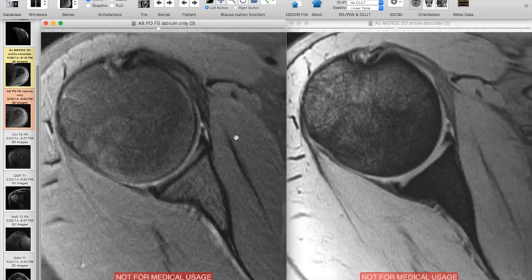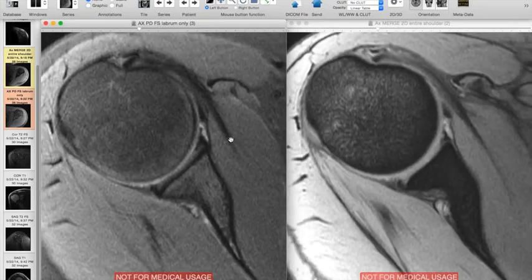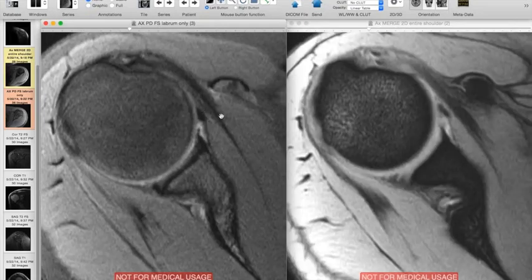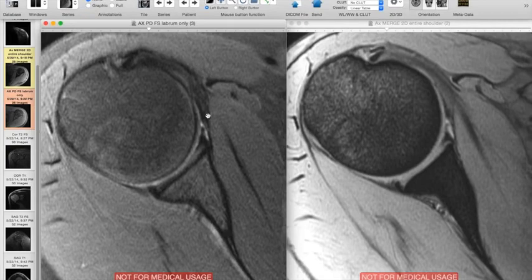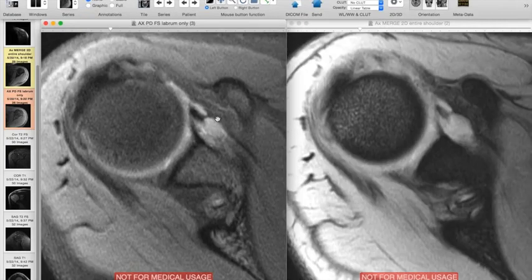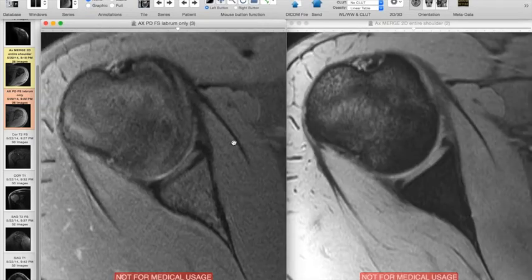And what I always tell people is if you want to find out if something's the MGHL, what you do is you go up and down on it, and the MGHL should blend in with the undersurface of the subscapularis there. So if you can find that structure blending in, you can be pretty confident that that is indeed the MGHL.